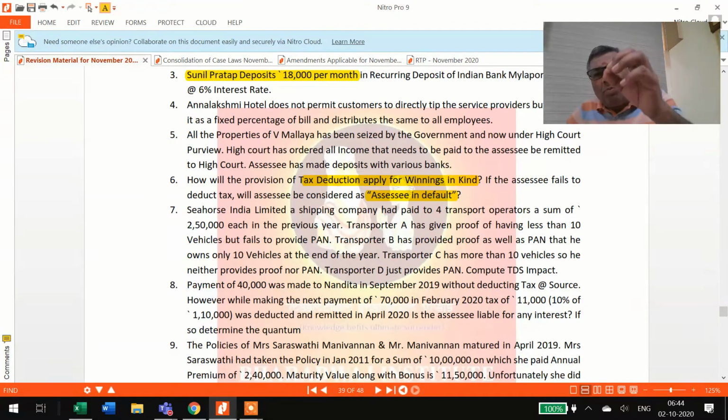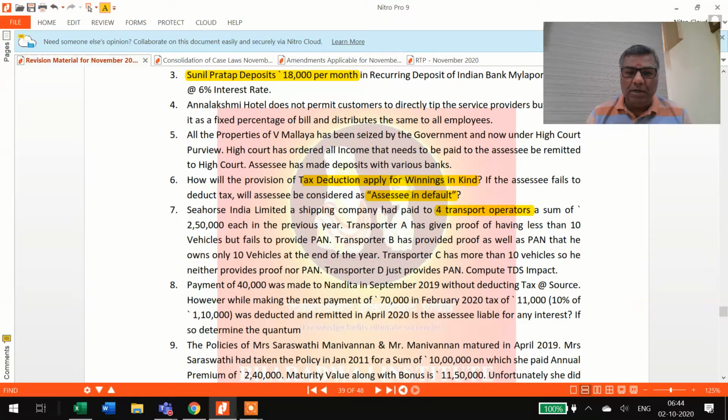If the transport operator provides a declaration, and not only declaration, but also provides PAN, in that case I need not deduct. Let me repeat. If the transport operator provides a declaration and also provides PAN, in that case I am not going to deduct and I am not liable to deduct tax. Otherwise, yes.